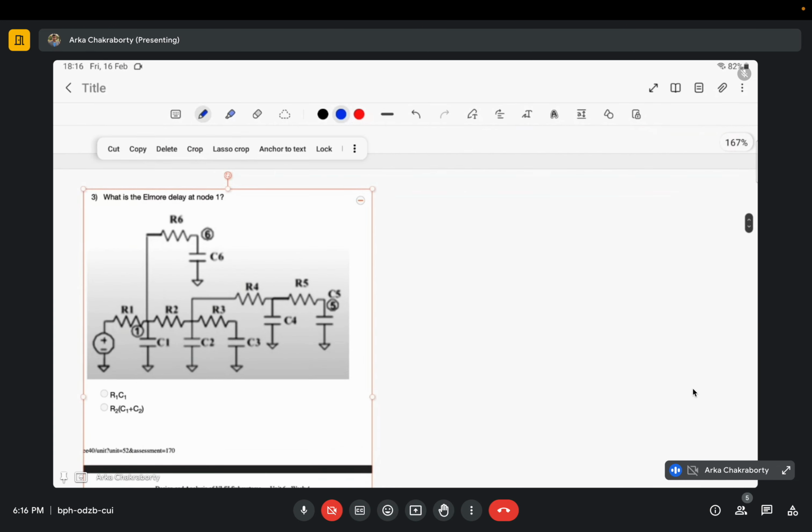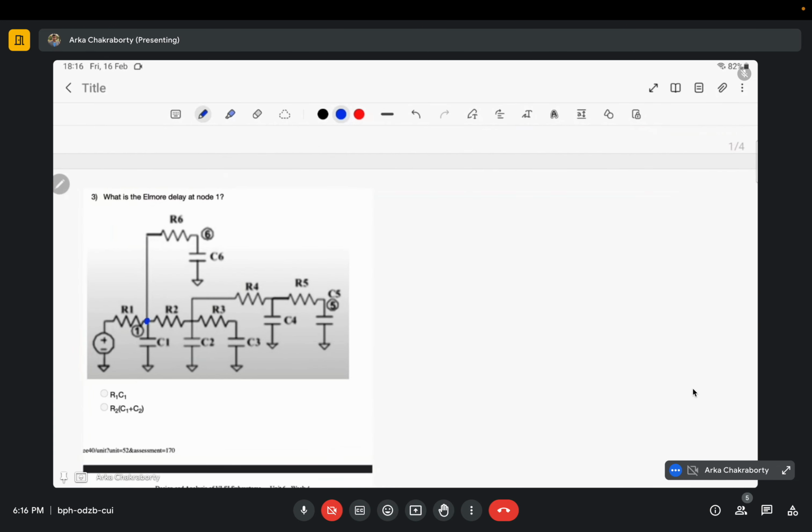What is the Elmore delay at node 1? Same thing, this is node 1. If we had been asked about node 5, which are the resistors, which are the active paths, this would have been my active path. So my R3 and R6 would not have come into the picture, only these resistors would have. If we were asked about this, then this would also not have come into the picture, only this would. Similarly, if R3 was like this, if this was our target node, then this resistance would have come into the picture, and so on.